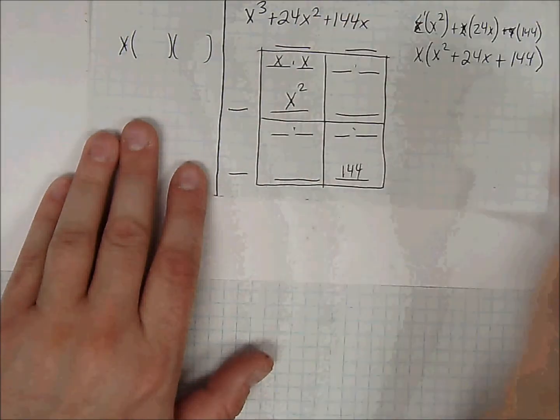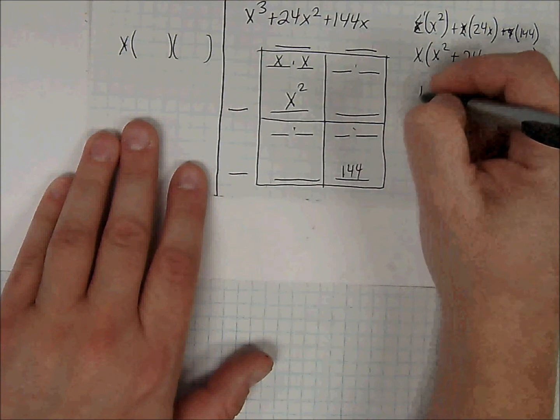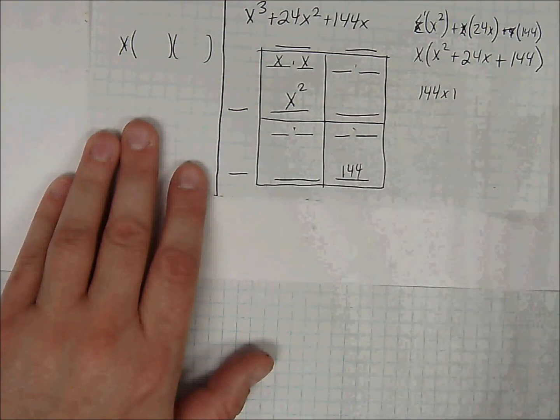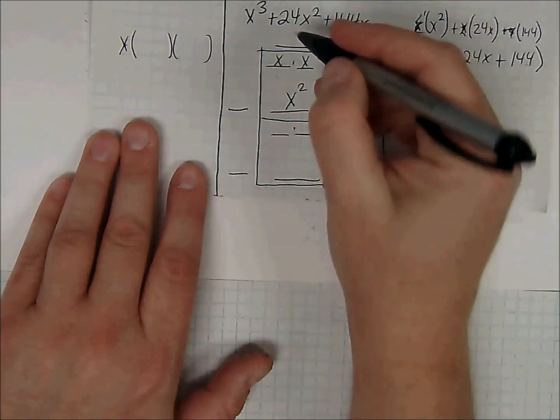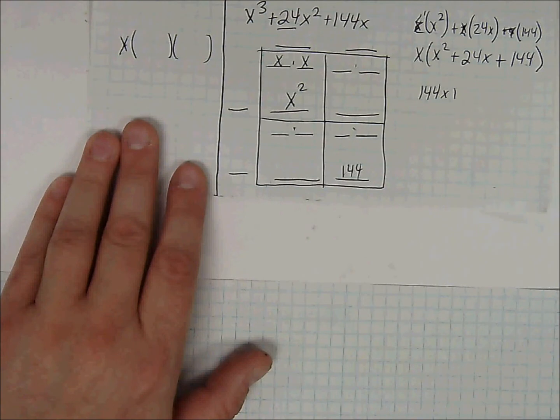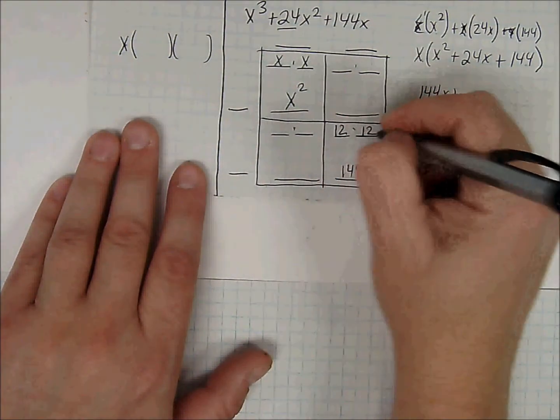X squared, again, we know x squared has to be x times x. 144, well, we know it's 144 times 1. There's probably a ton of things, but what I want you to look at right now is this middle number. The middle number is 24. What times what equals 144, but when you add it together, you get 24? Well, let's try 12 times 12.